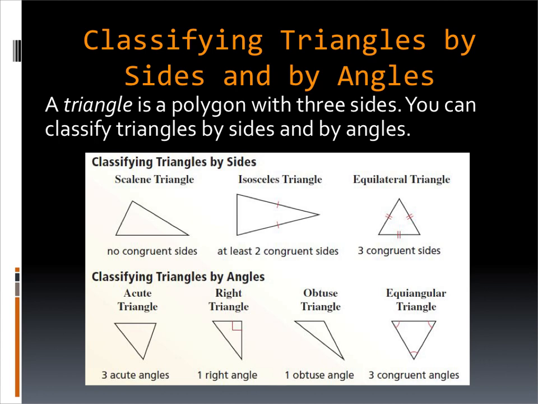Remember that an acute angle is an angle that measures less than 90 degrees. A right angle measures exactly 90 degrees, and an obtuse angle measures greater than 90 degrees, but less than 180 degrees.